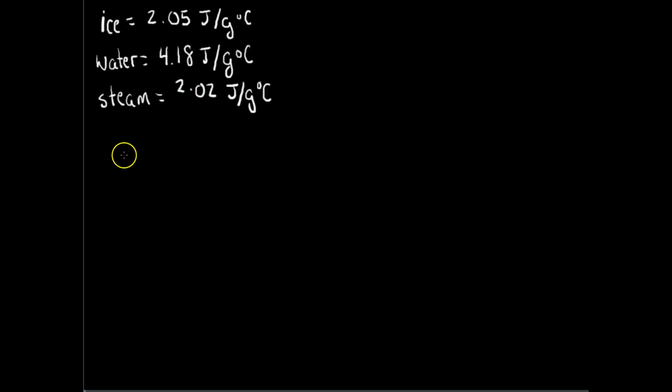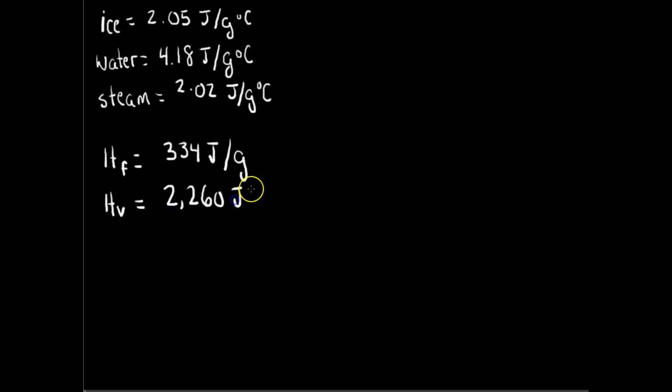We also need 2 more values. The latent heat of fusion, which would be H sub F, is 334 joules per gram. And we need the latent heat of vaporization, which is H sub V, which is 2,260 joules per gram. With those numbers in hand, we are ready to get started on our first step of the problem. Let's get going and heat this thing up.